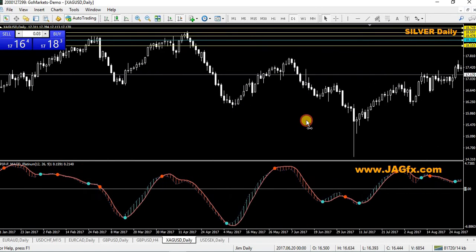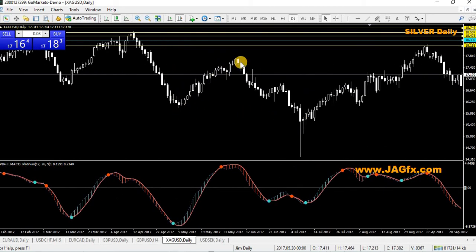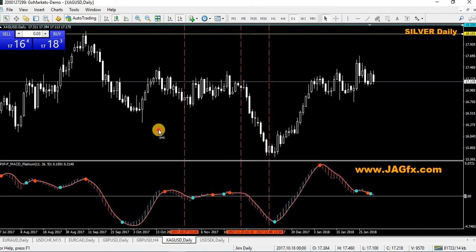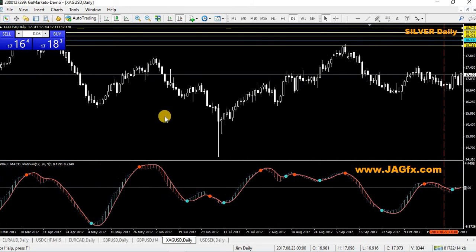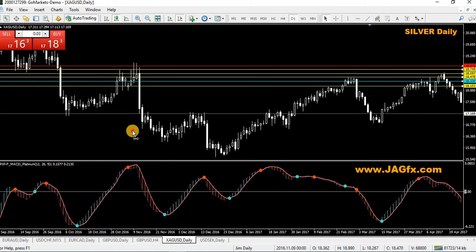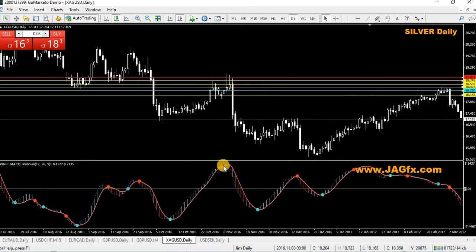And this pair, the metals are great. You just look at the flow in the charts, they're just nice. So that's it in a nutshell. Now, what I'm doing is basically using the dots on the MACD Platinum to give me clues.